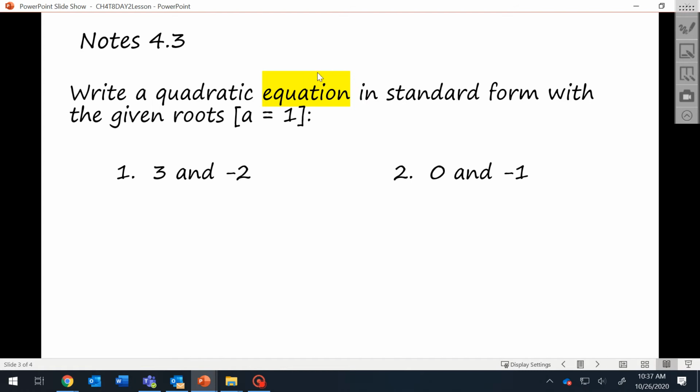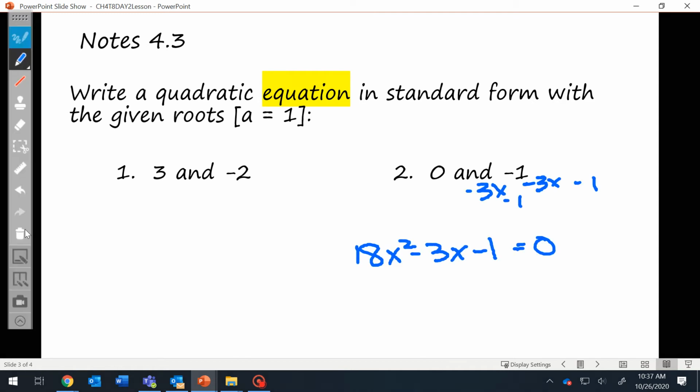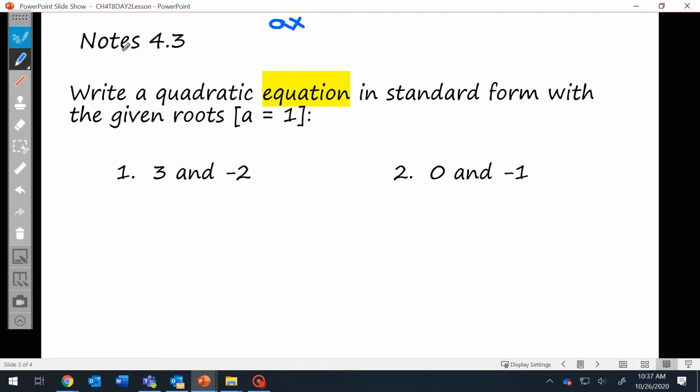Now this is something a little bit different. It says write a quadratic equation in standard form with the given roots or the given solutions, and we want our a value to be equal to 1. So we're looking for an equation in standard form, ax squared, well actually a is 1, so it's going to look more like x squared plus bx plus c equals 0. So what it says is that our solutions, or our roots, are 3 and negative 2. So 3 and negative 2.